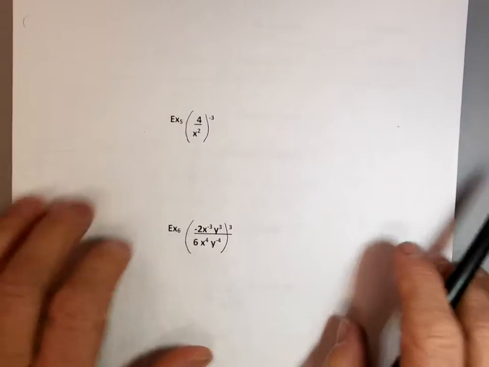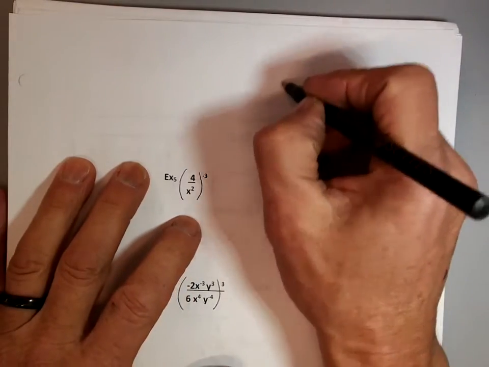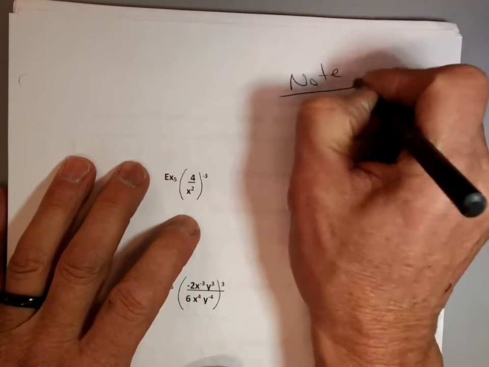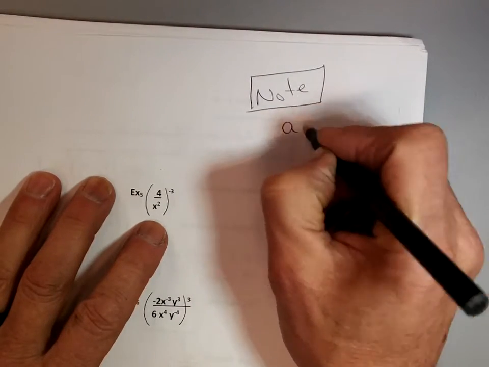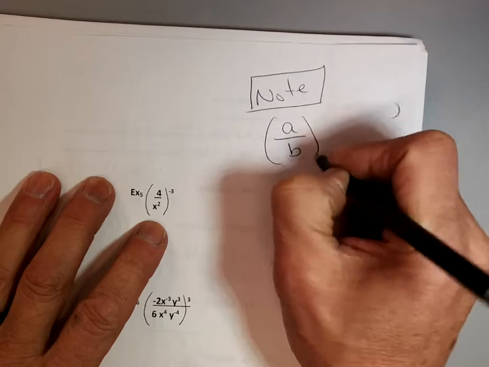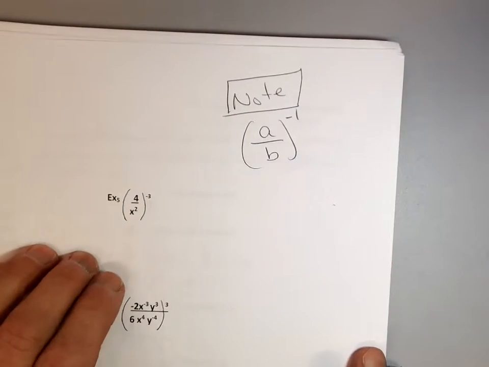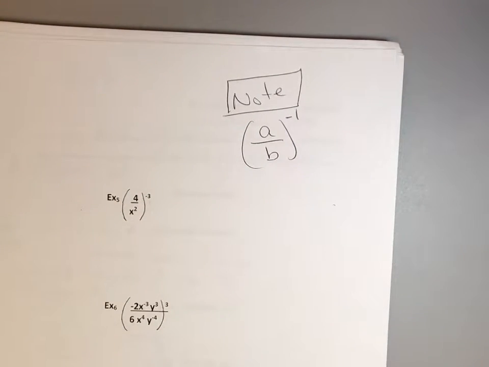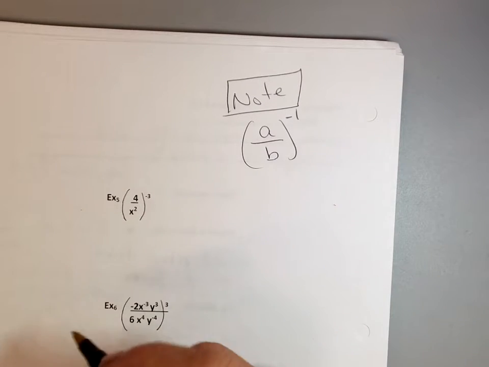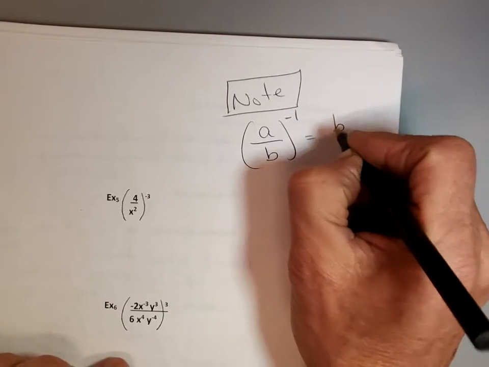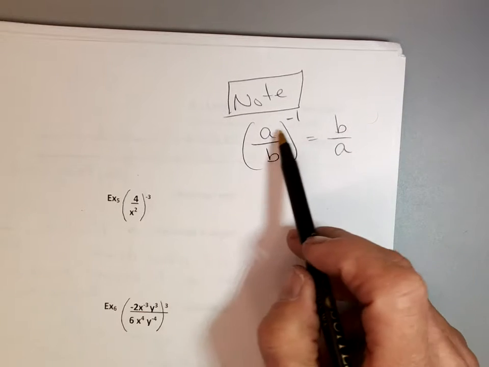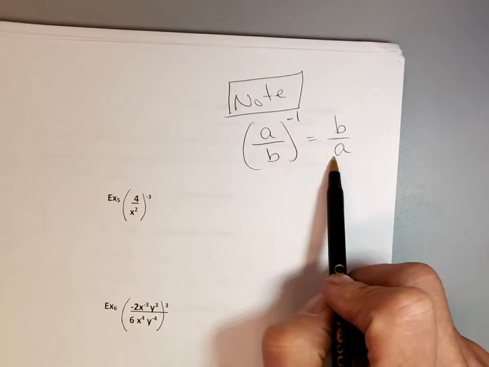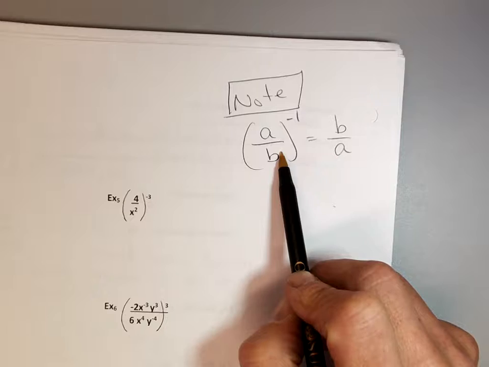Here's a trick, okay? I want you to put a little note up here. If you have a over b to the negative 1 power, now it's negative 1 to both of them, so they're both going to have to move. So that's just going to be b over a. Because that became a negative 1 power, which brought it down. That became a negative power, which brought it up.